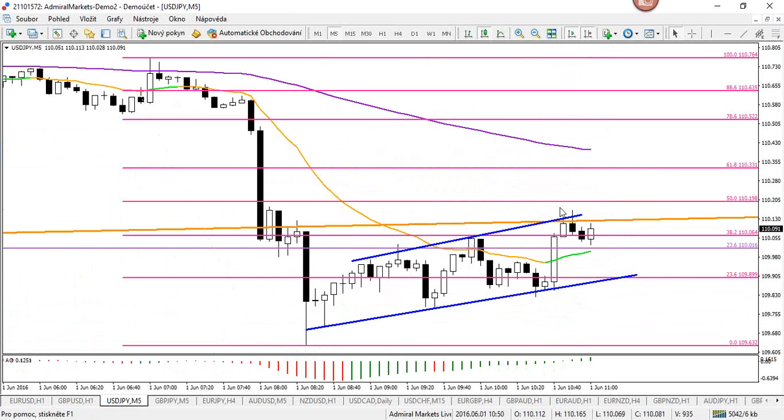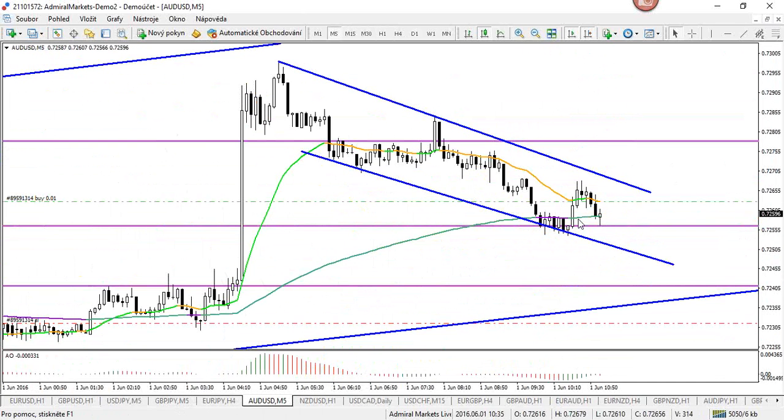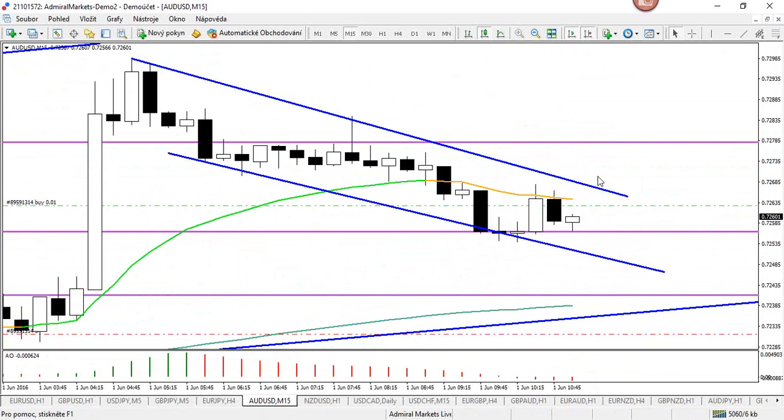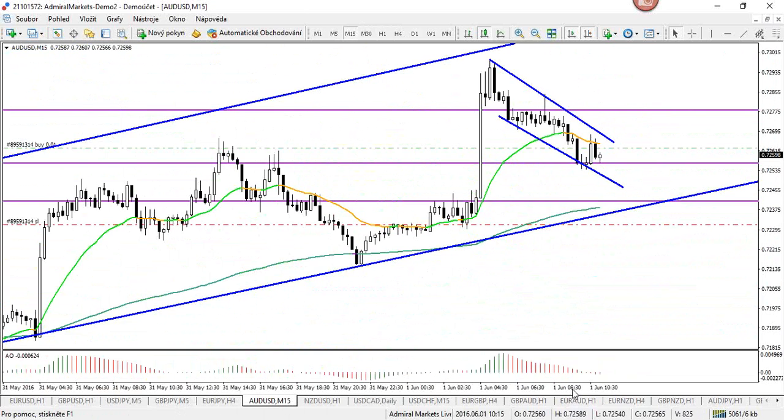Dollar yen turnaround a bit higher as well, or the break of this flag, I would say. Aussie is basically kind of same spot, a bit lower. So I'm in this trade. Let's see if it does bounce or not. If it does bounce, I would like to see a break of this channel.